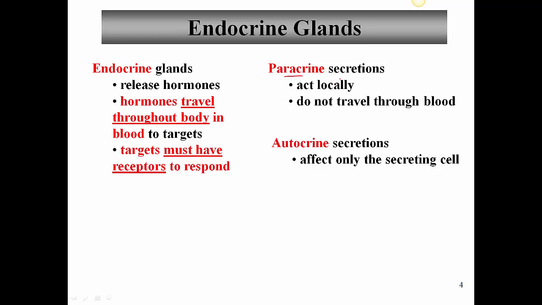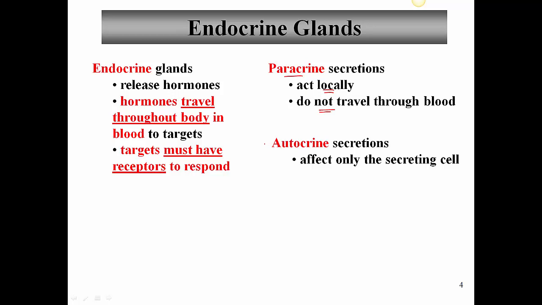One is known as paracrine secretion. This is a local type of secretion. Things, for example, like histamine, nitric oxide, somatostatin that acts in the pancreas to downregulate secretion of insulin and glucagon, eicosanoids, which we're going to talk about in a couple of slides. All of these things act locally. In other words, they do not travel through the blood.